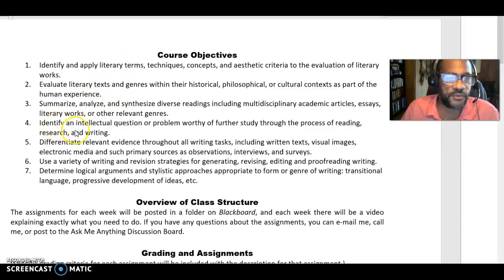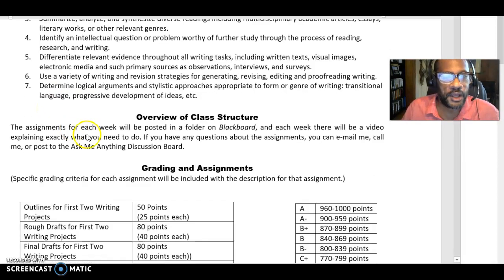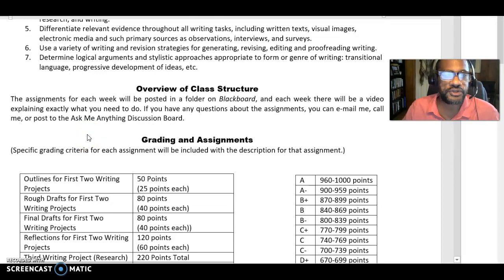So you can see number 4, identify an intellectual question or problem worthy of further study through the process of reading, research, and writing. This whole idea about research explains why we're going to do a research project later on. So this kind of informs why we are doing certain kinds of things. Overview of the class structure. So what's going to happen, as I say here, the assignments for each week will be posted in a folder on Blackboard. And in another video I'm going to take you through and show you how that's organized on Blackboard.